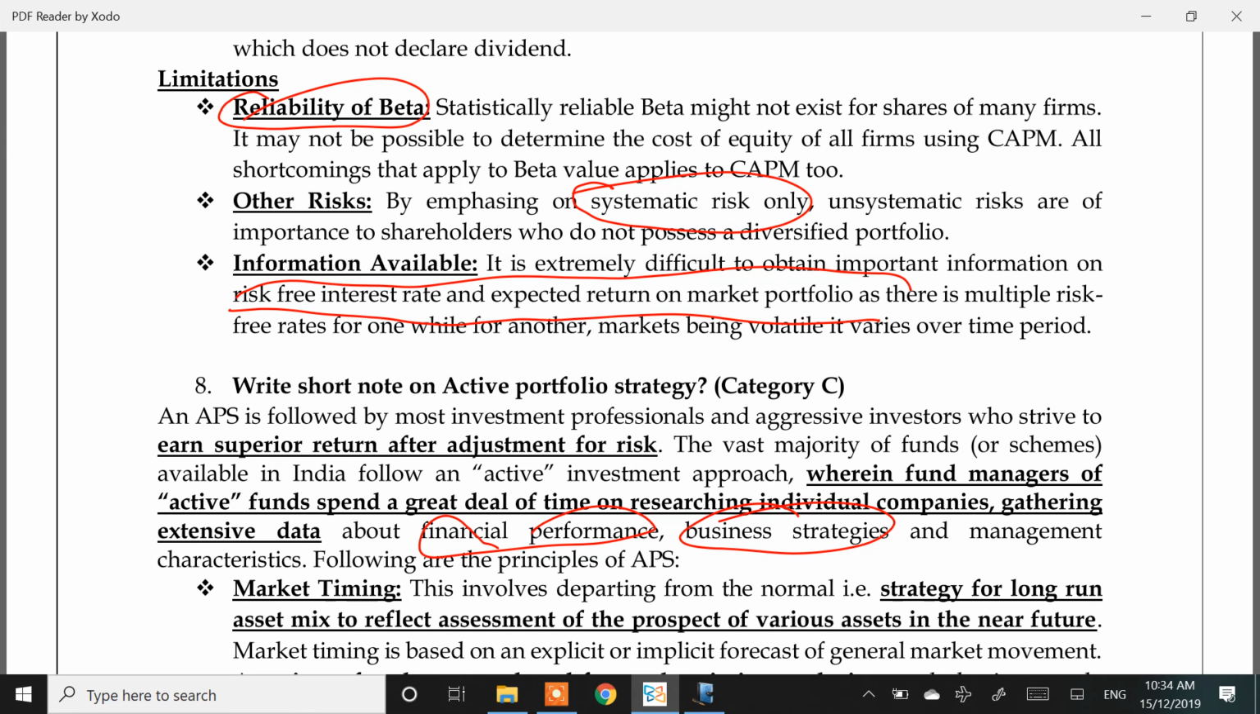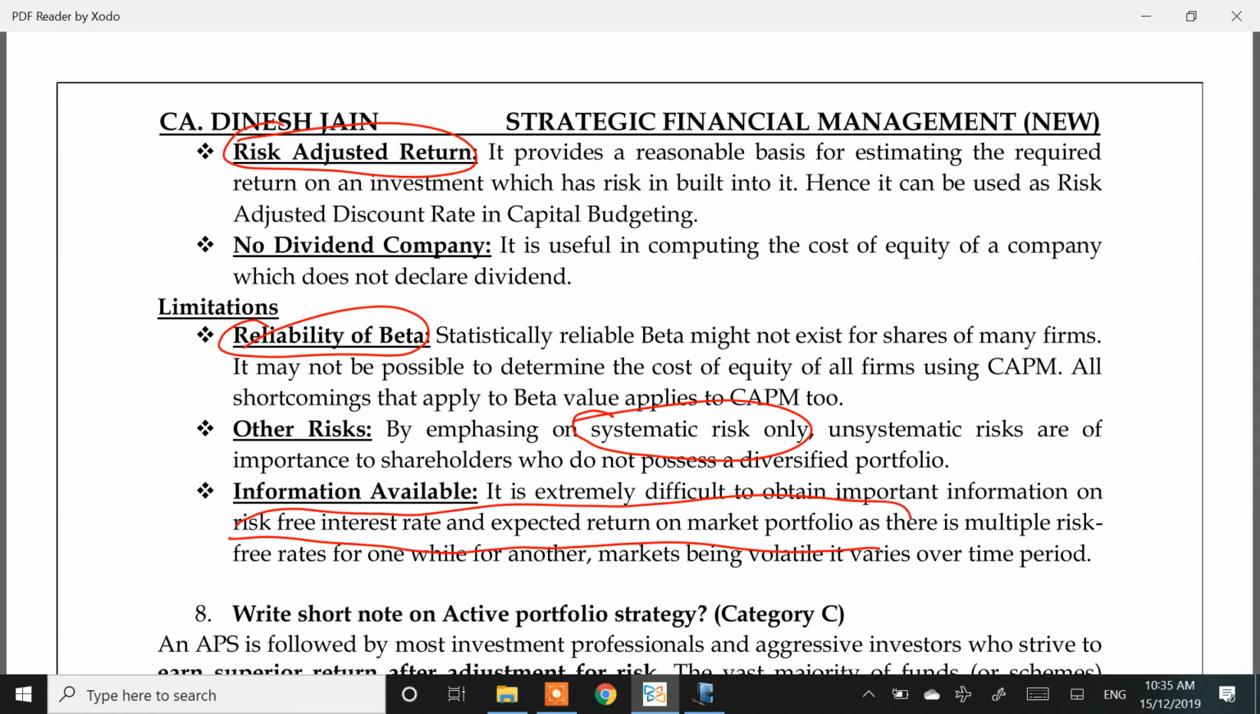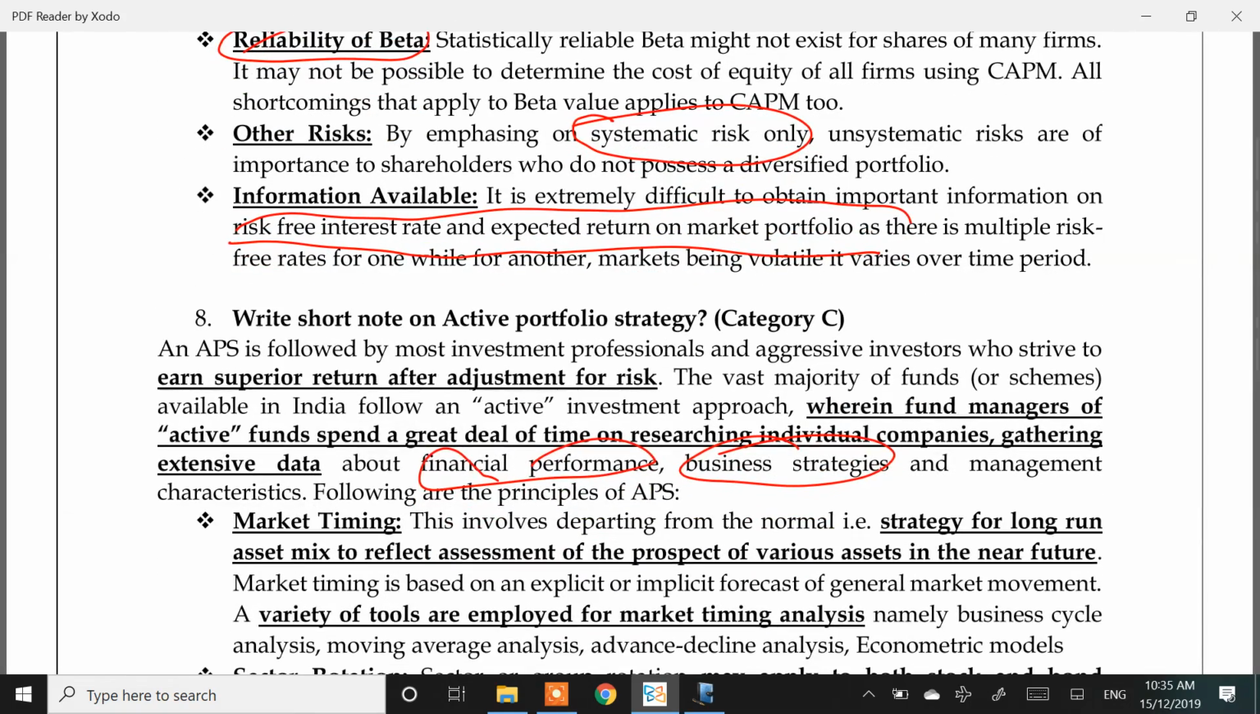So there are certain principles of your active portfolio strategy. One is market timing. They would like to time the market and buy the companies at the lowest possible time, or invest in securities when the market is at the lowest point. So they will try to do something called timing of the market, which is a little difficult, to understand whether the market is going to perform well or not, but they will try to time the market. So this involves departing from the normal. What they will do is they'll expect how the market is going to move.